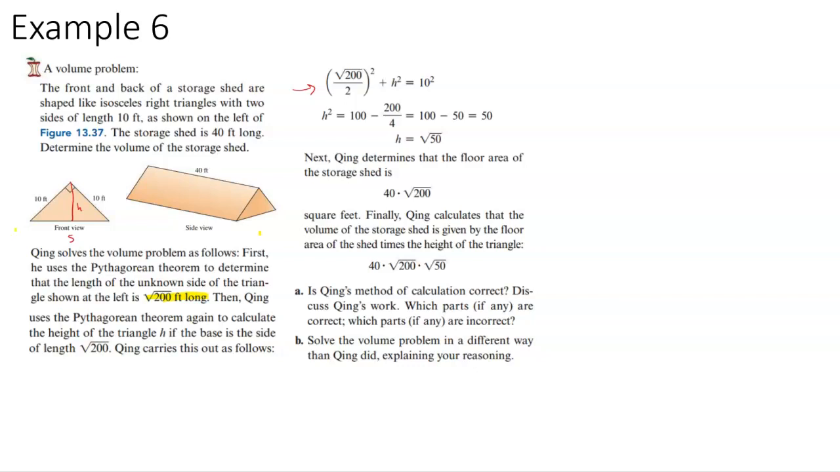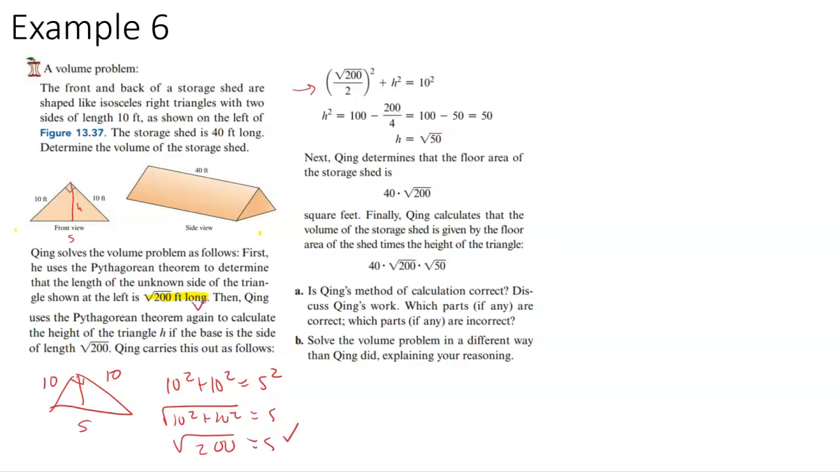All right, so let's go through it piece by piece. First, let's see if he uses the Pythagorean theorem to determine this side length correctly. So he's got 10 by 10, and then this. It would be 10 squared plus 10 squared equals side squared. So that would be the square root of 10 squared plus 10 squared. 10 squared plus 10 squared is 200, so that part is correct. So far so good. Then to calculate the height, he carries out the following.